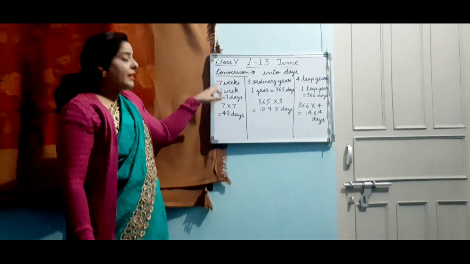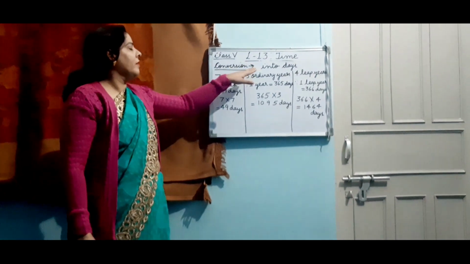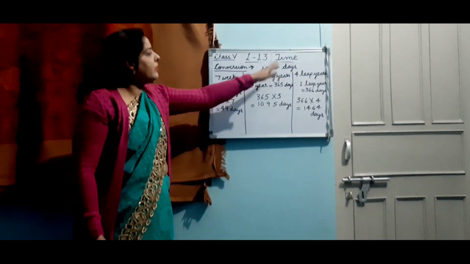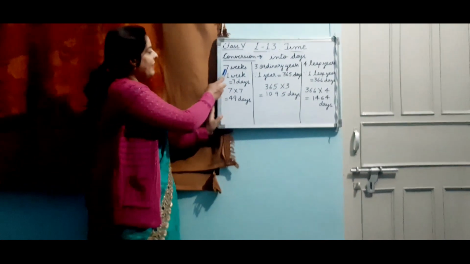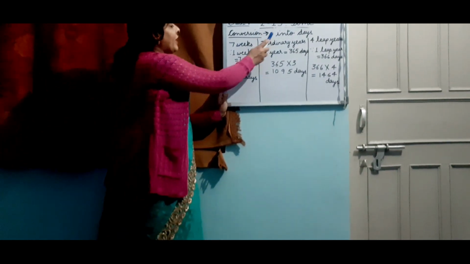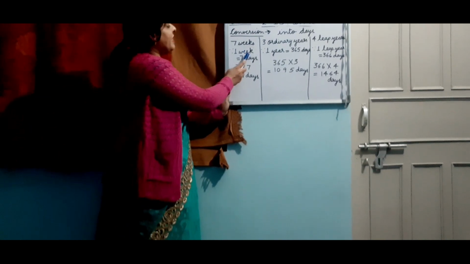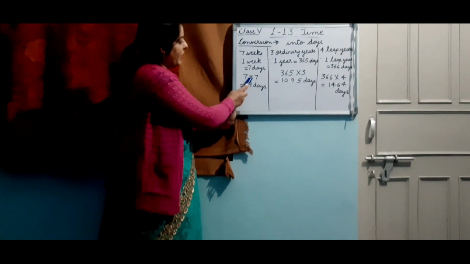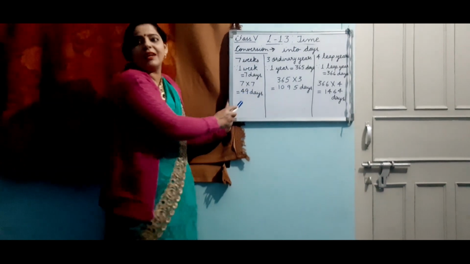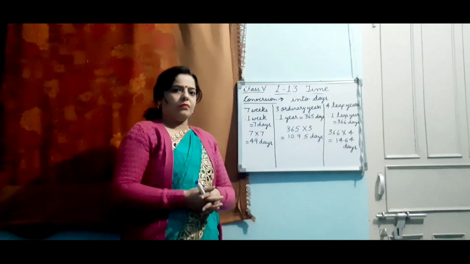Now students, you can see we have to convert into days. Now A part, it is given 7 weeks into days. Then 3 ordinary years into days. And then 4 leap years into days. So now here when it is given weeks into days, we have written formula 1 week is equal to 7 days. Because bigger thing is there in the question, we have multiplied and we got the answer 49 days.